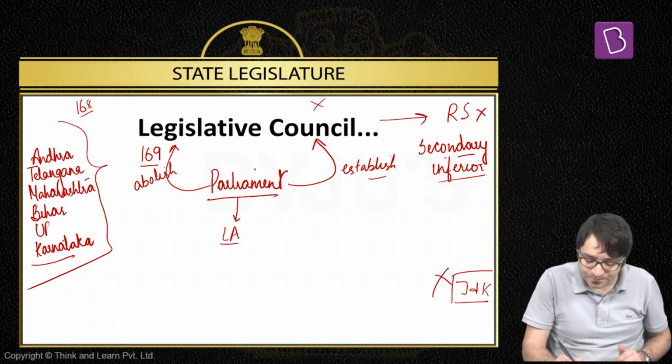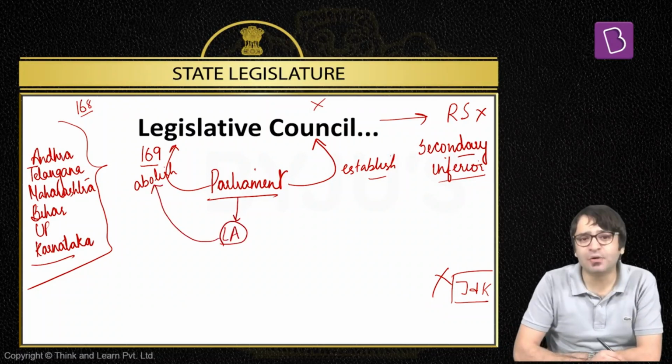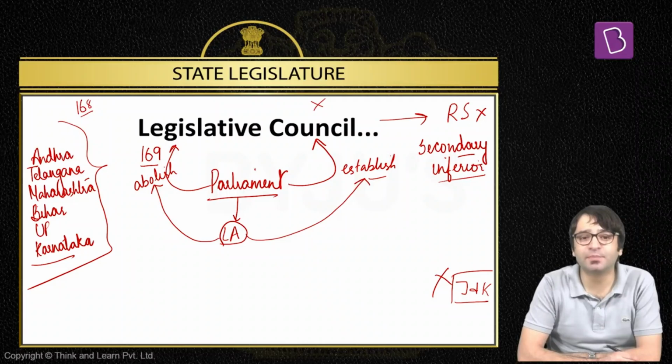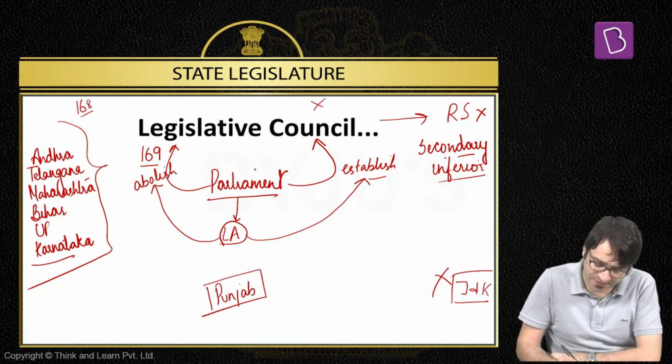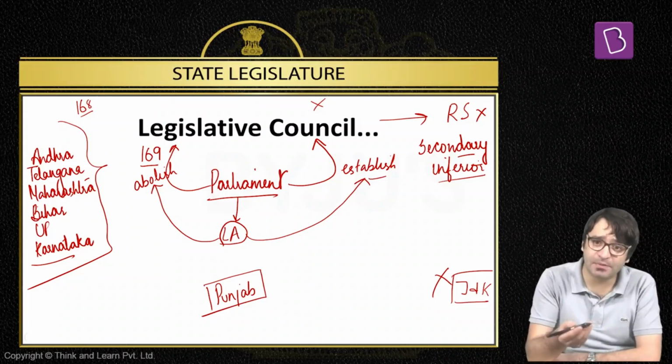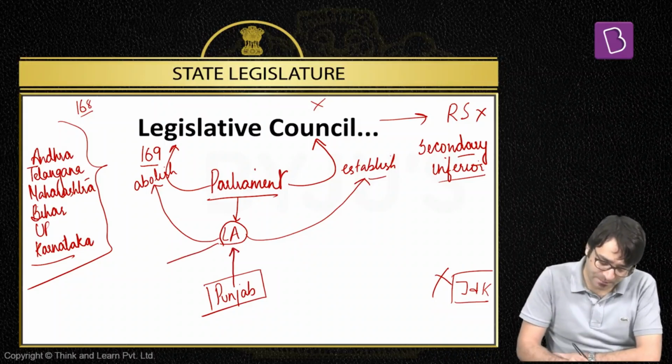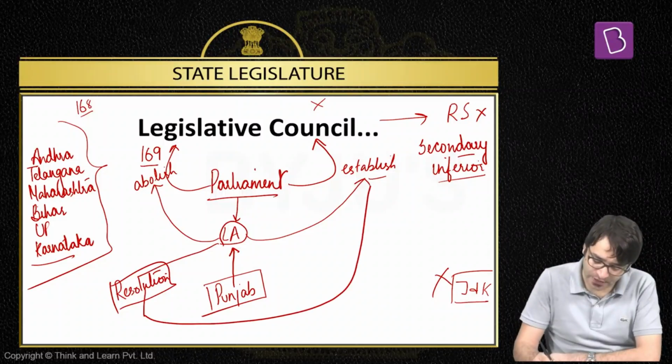For that, the Legislative Assembly has to pass a resolution, either to abolish a legislative council where it is present, or establish a legislative council where it is not present. Let's say, for example, we have Punjab. In Punjab, we don't have a legislative council. What is the process of establishing a legislative council? The Punjab Legislative Assembly will pass a resolution. And what will this resolution do? This resolution will request the Parliament of India that please establish a legislative council in Punjab.